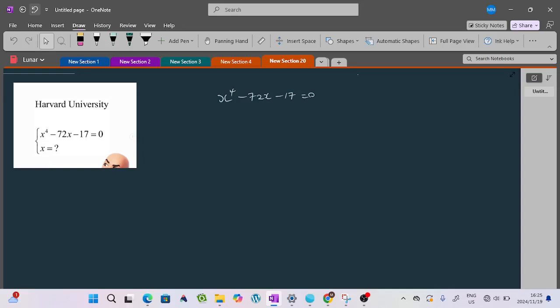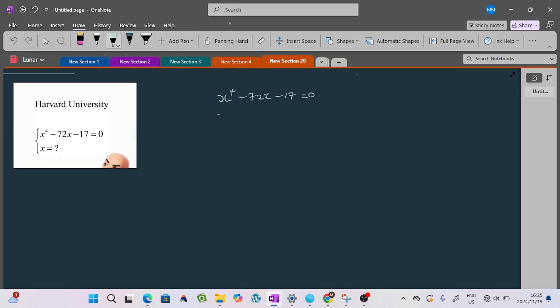Okay, so in this tutorial I want to show you how to solve this Harvard University equation. This is a tricky one because you are given a quartic equation, and you have to find the value of x. If it was a quadratic equation, it would have been easy. If it was a cubic, it would have been much easier. But now we have a quartic equation. We have the highest exponent, which is 4. So I want to show you a few tricks that you can use to solve this kind of equation.